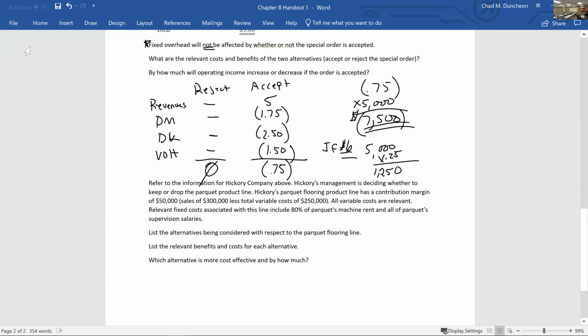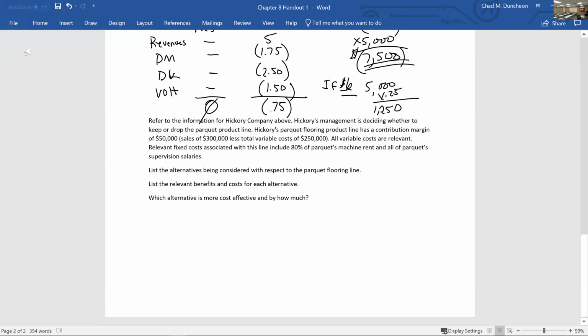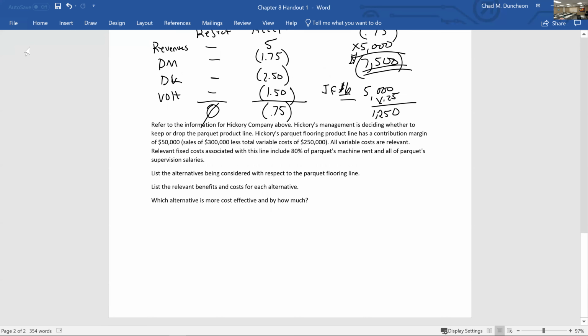The last one here, I kind of already told you that I didn't give you enough information, because it says refer to the information for Hickory Company above. Well, there is no information for Hickory Company. It's deciding whether to keep or drop the parquet product line. It has a contribution margin of $50,000. All variable costs are relevant. And then it says what the relevant fixed costs are.